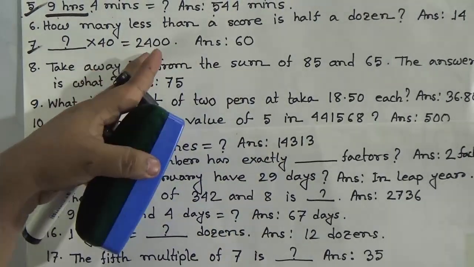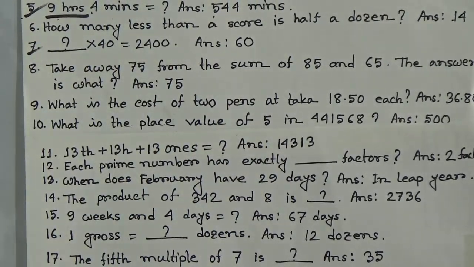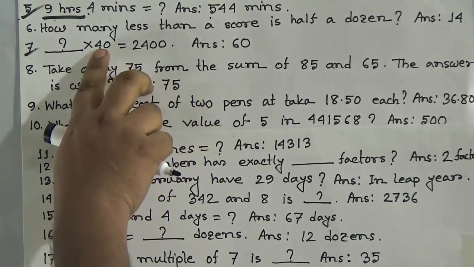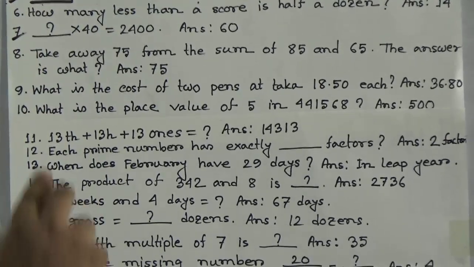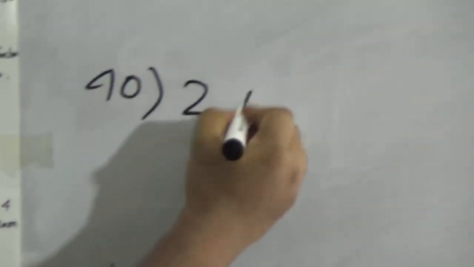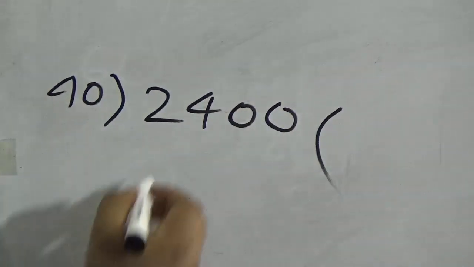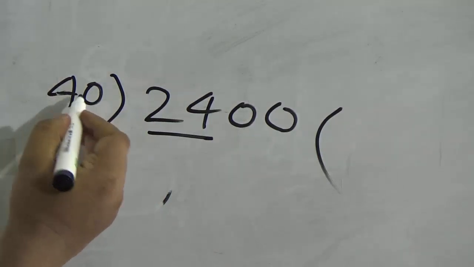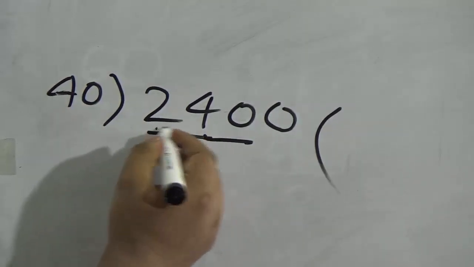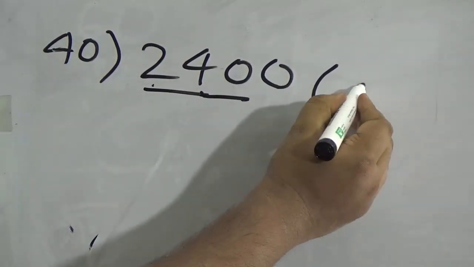How can we find out the answer? We divide this product by the multiplier and we get the multiplicand. So we divide first 2400 by 40. 24 is less than 40. For this reason, consider 3 digits. In 240, 40 goes in 6 times.